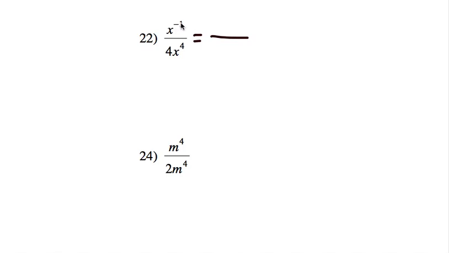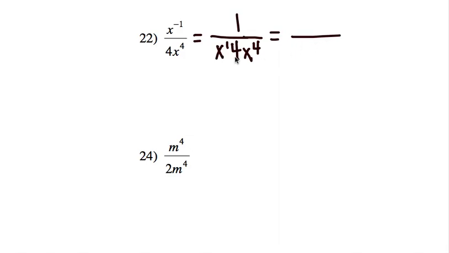X to the negative 1, that's a negative exponent. So since it's a negative exponent, I need to make it positive by moving it across the line and changing the sign. So this becomes x to the first. Now if I look at the bottom, the 4 does not have a negative exponent, so it can stay on the bottom. And x to the fourth is not a negative exponent, so it stays on the bottom. Since there's nothing left on top, put a 1 as a placeholder.